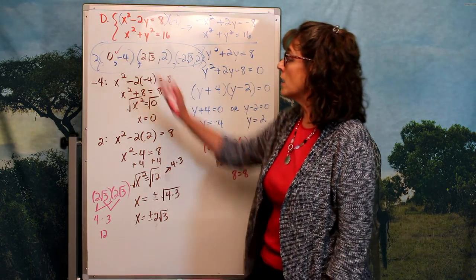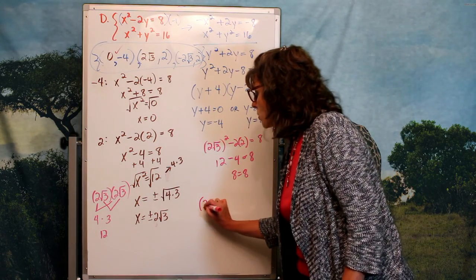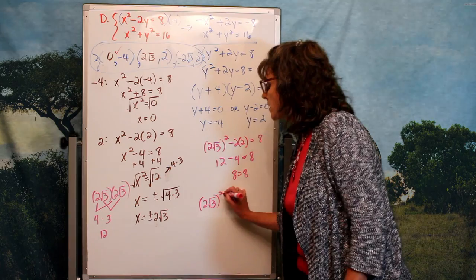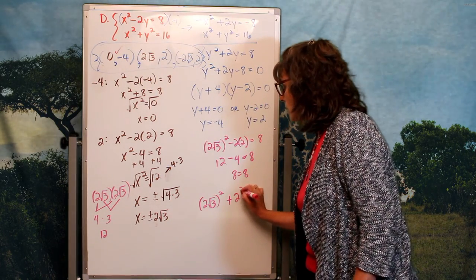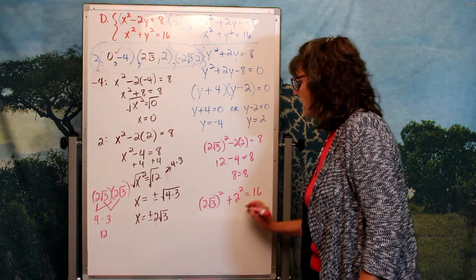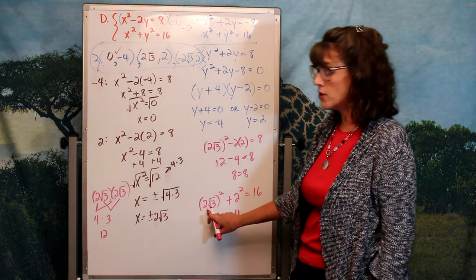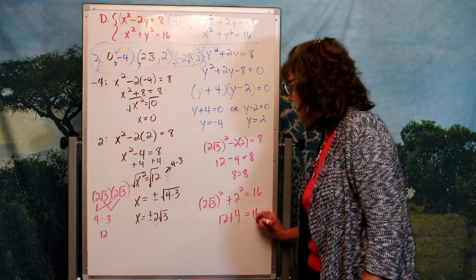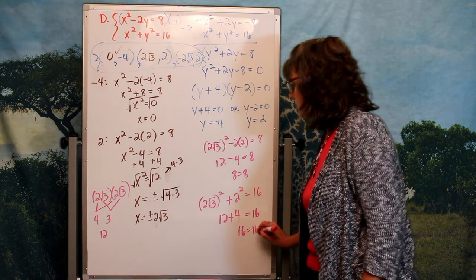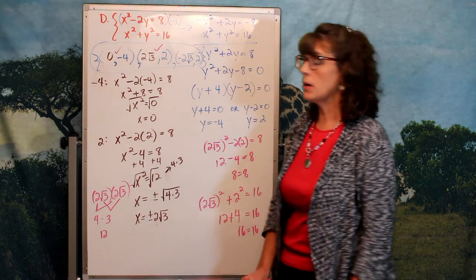So let's check it in the bottom equation. Once again, I'm going to square my 2 square root of 3, because I'm going to put that x right here. My y is a 2, but I'm going to square that 2. 2 squared is 4. We've already figured out that 2 square root of 3 squared is 12. Now what is 12 plus 4? Yep, it's 16. So I know that this one works in both.